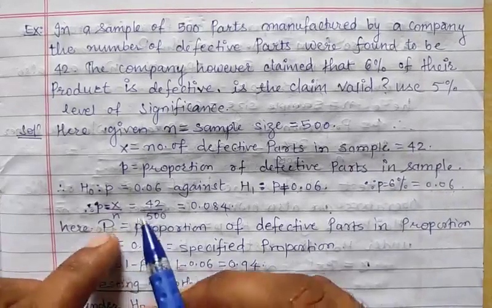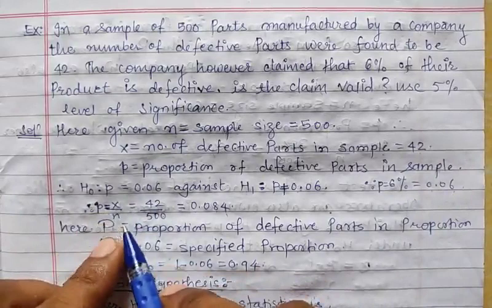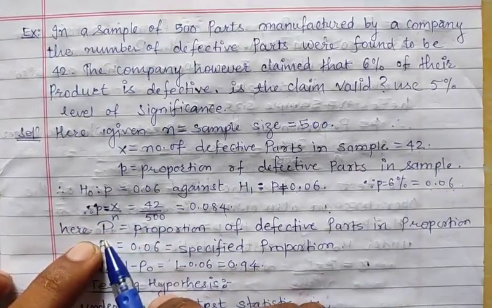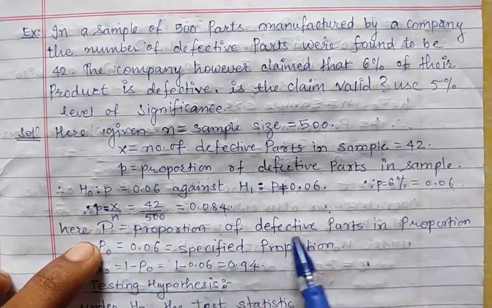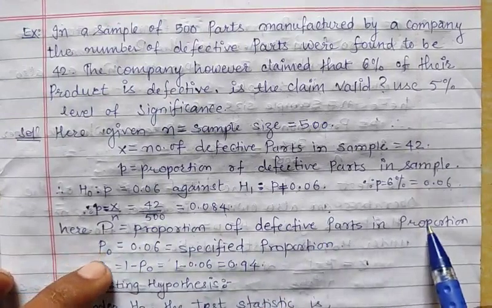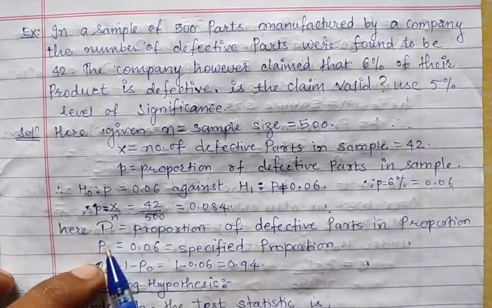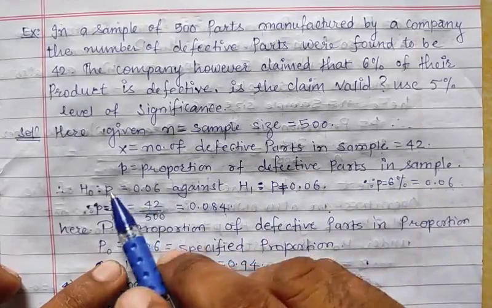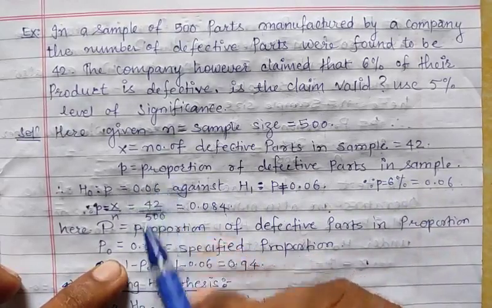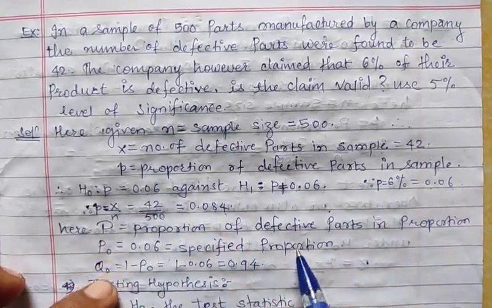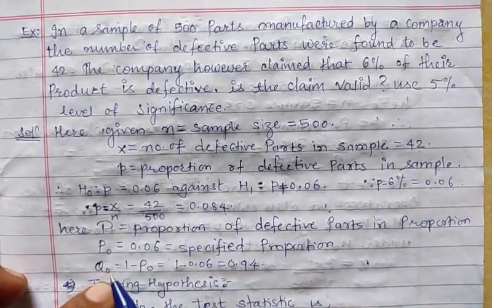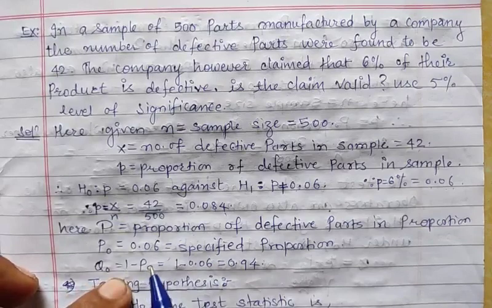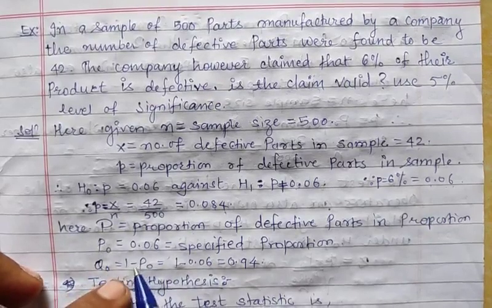Now we will calculate small p, which is x by n, which is 0.084. Here, what is capital P? Capital P is the proportion of defective parts in the population, and here P is equal to P naught. The value of P naught is 0.06, which is the specified proportion. Therefore the value of Q naught is 1 minus P naught, because the addition of P naught plus Q naught is 1.